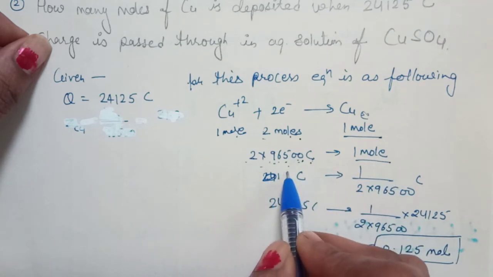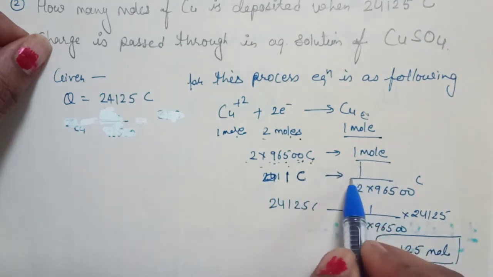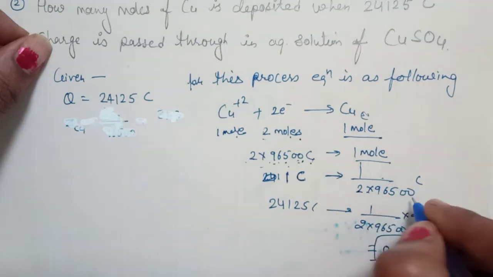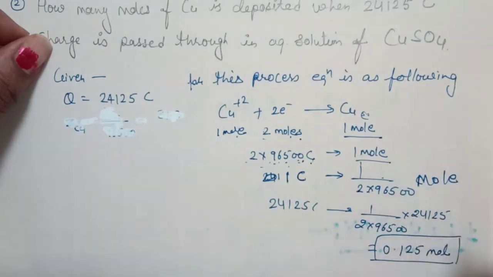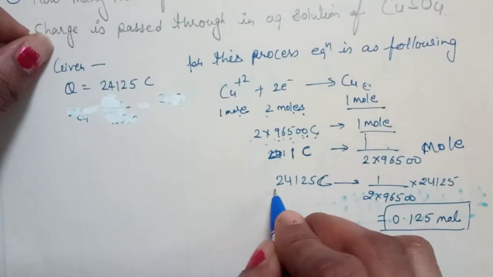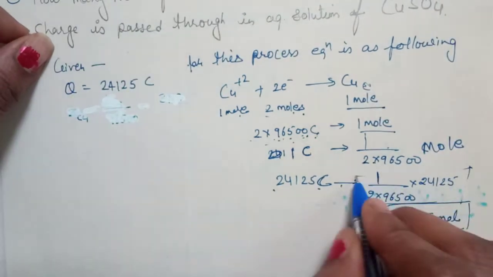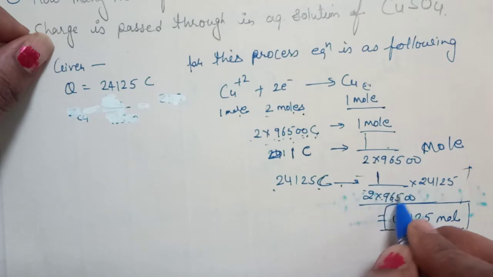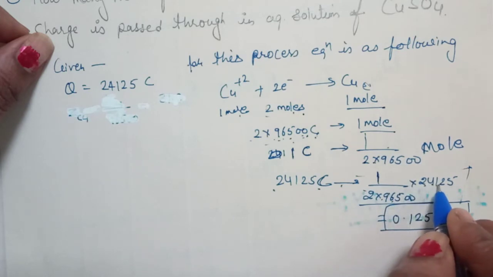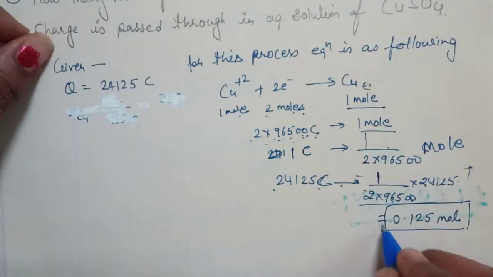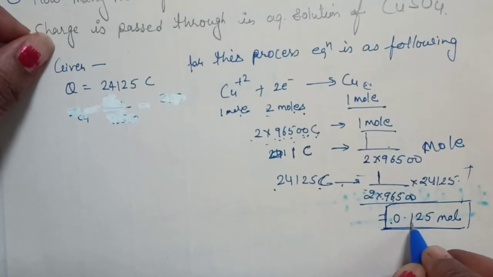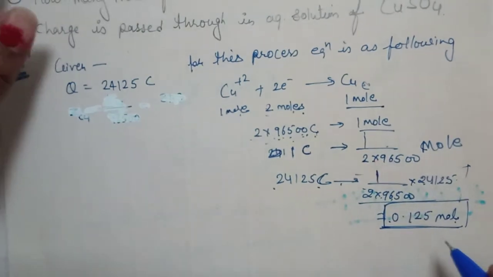Then 2 × 96500 coulomb will deposit 1 mole, so 24125 coulomb will deposit 1/2 × 96500 × 24125 moles of copper. Calculating this, 0.125 moles are obtained.